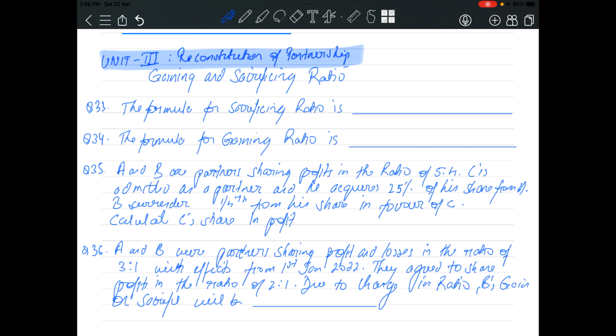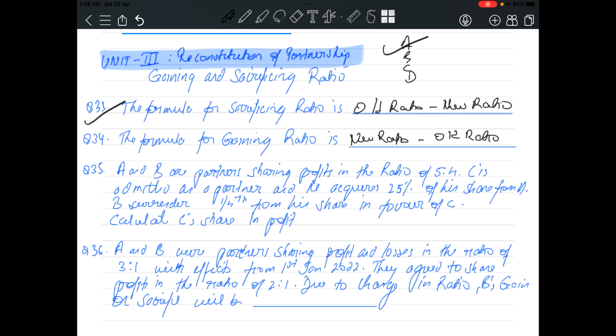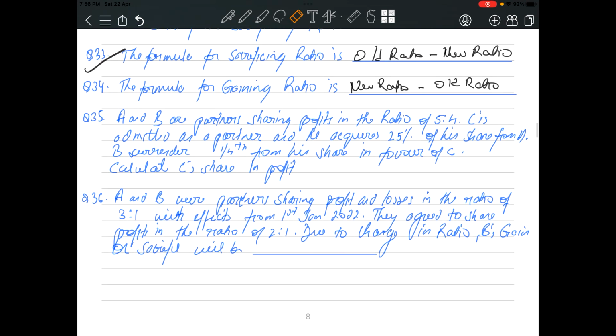Now let's start with question number 1. The formula of sacrificing ratio is old ratio minus new ratio. Simple. Question number 34, the formula of gaining ratio is new ratio minus old ratio. Simple. In exams you will get options A, B, C, D, and you will have to select the right option. Now question number 35.